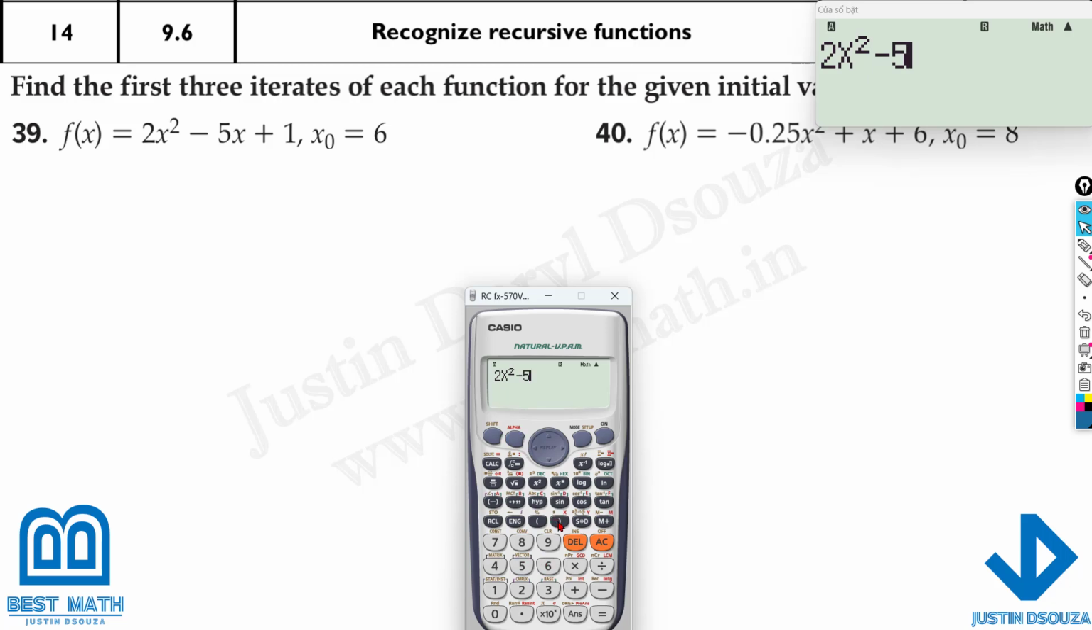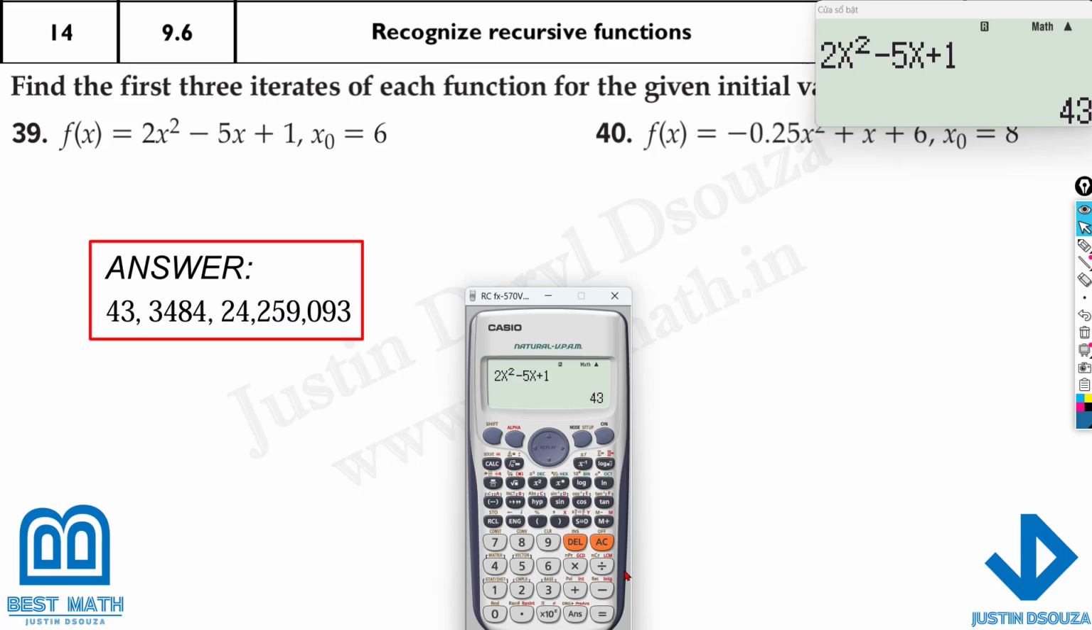And this is in the electronic part. You don't need to write anything. You can write it out. That is, substitute this 6 instead of x, solve it up. Then again, put that answer instead of x, solve it up. Rather than that, put it in the calculator, calculate it at different values. That's 6. The first answer is 43. But what about the next one? 43 over here. That'll give you 3484, and lastly 3484 gives you, it's a huge number again, 24,259,093.